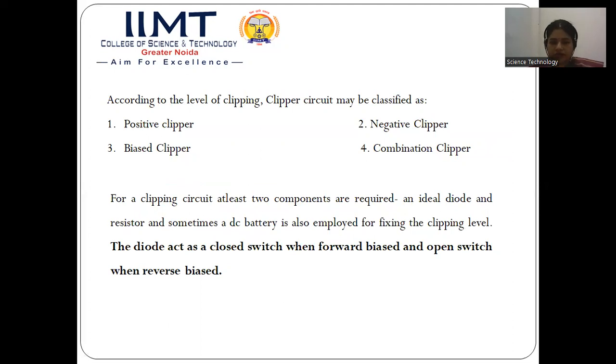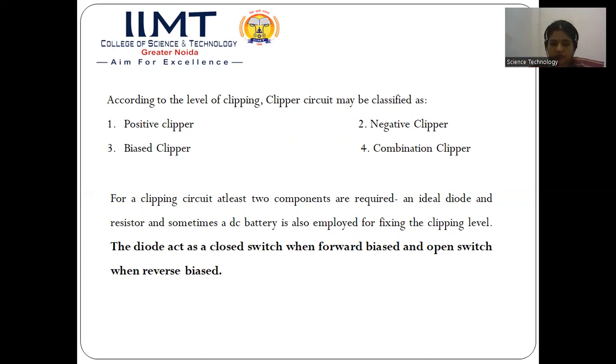According to the level of clipping, we can classify clipper circuits into four types. First is the positive clipper, then the negative clipper, biased clipper, and combination clipper. For this circuit we require two components: one is a diode, as this is a diode clipper, and second is a resistor. Sometimes we also use a DC battery for fixing the clipping level.